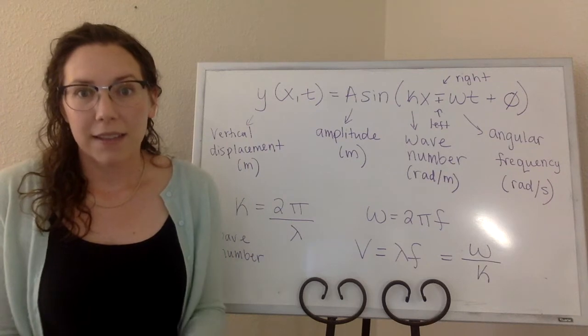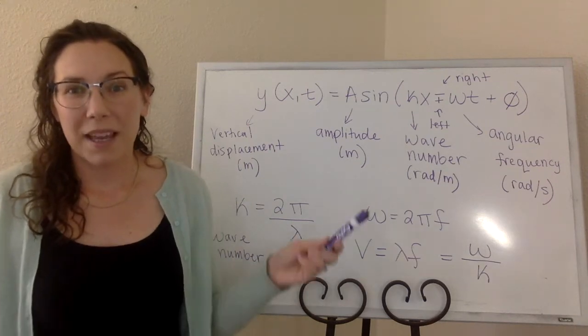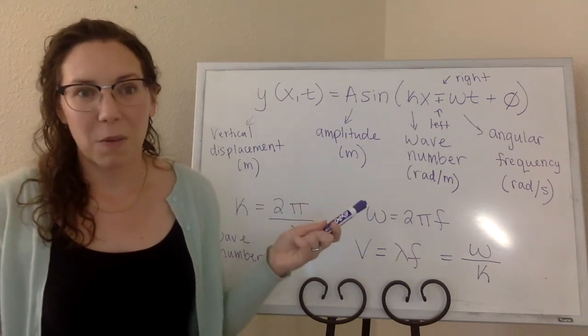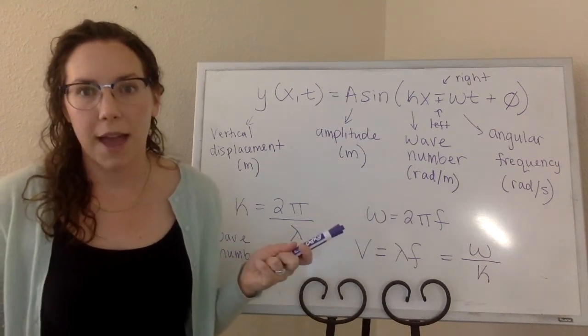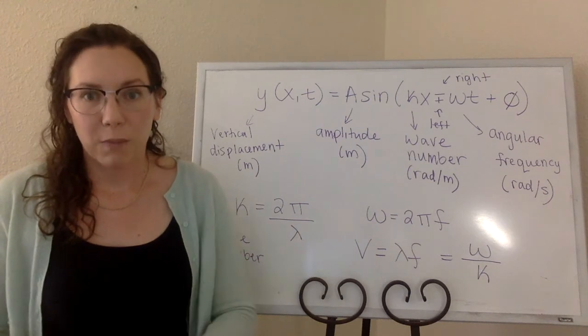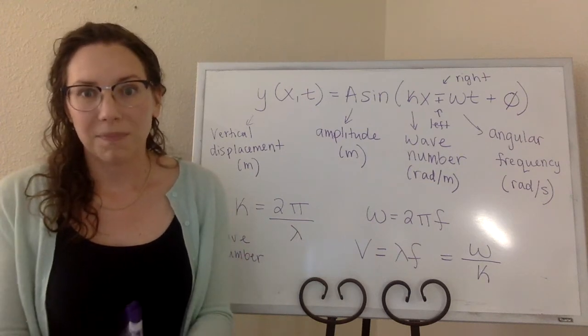Then we have x. Omega is the angular frequency. We know that one, in radians per second still, and we still have omega equals 2 pi f. T, and then plus phi, the phase constant.